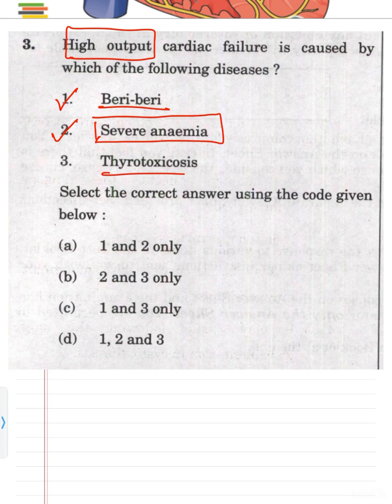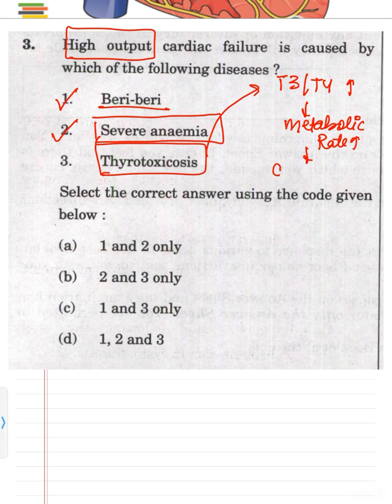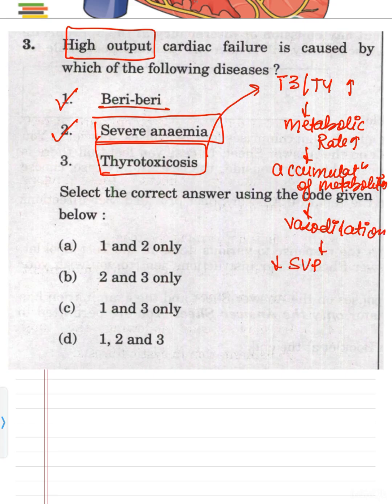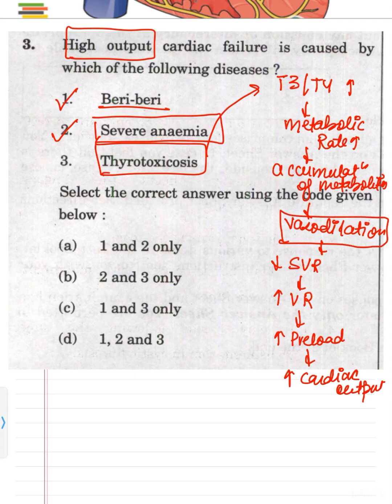And then thyrotoxicosis. Thyrotoxicosis means increased T3 and T4. So the basal metabolic rate will increase. Then again, accumulation of metabolites, which will lead to vasodilatation. So in thyrotoxicosis, there will be vasodilatation, leading to decreased systemic vascular resistance. So there will be increased venous return, then increased preload, and it will stretch the heart. By the Frank-Starling law, there will be increased cardiac output. So the pathology is the same: in all these cases of heart failure, there will be vasodilatation, and after the vasodilatation, the cardiac output will increase.